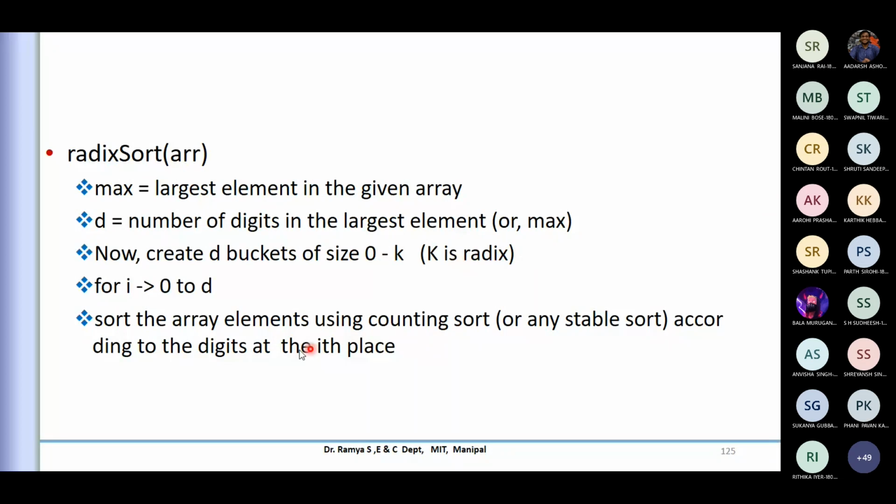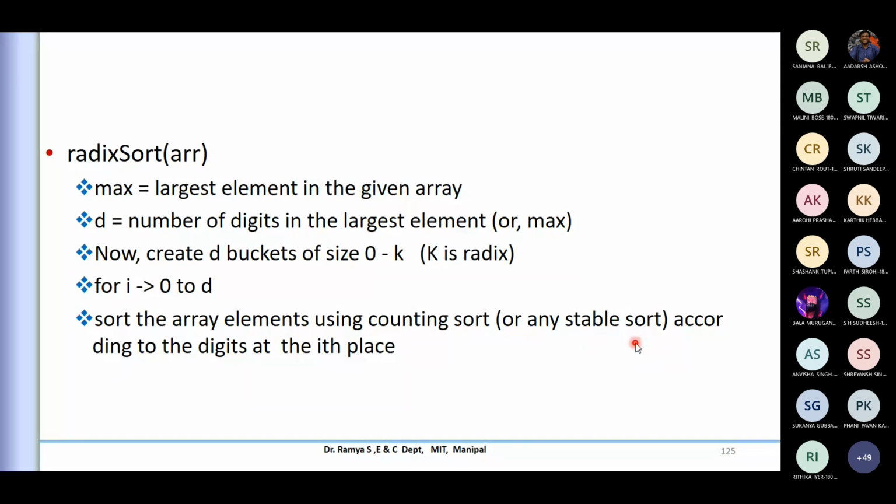Okay, so we are trying to put a loop. We'll be collecting for that many iterations, the width of the number, the maximum number which we have represented. Then sort the array elements using counting sort. Counting sort, we'll see how it is done. So it is the same as your stable sort.